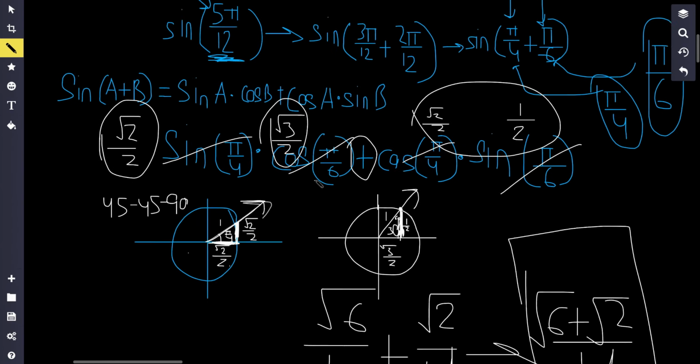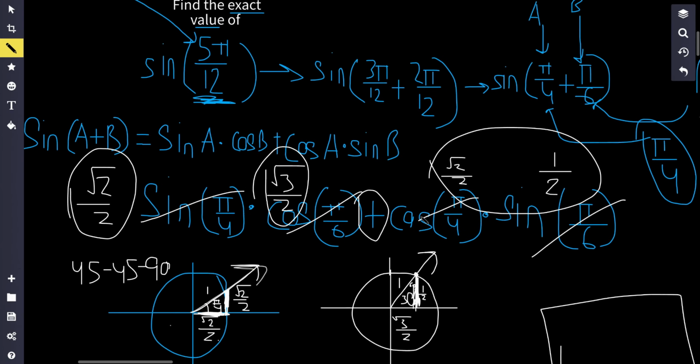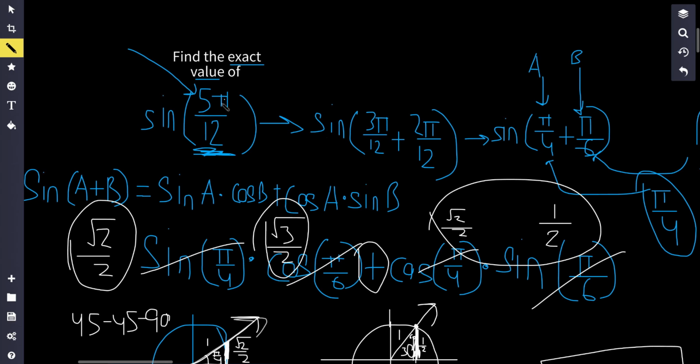So whenever you're doing these problems, make sure you know what you're doing with your unit circle, and make sure you know how to break up this angle into multiples of pi over 4 and pi over 6. With more practice, it'll be easier for you to break up this type of term.